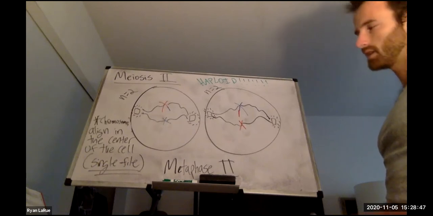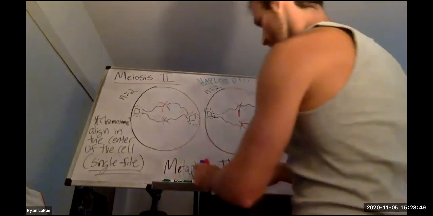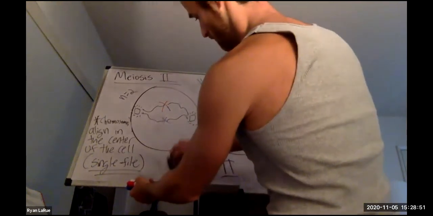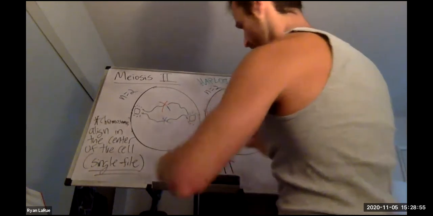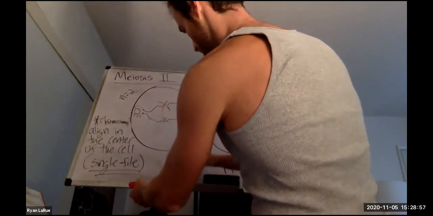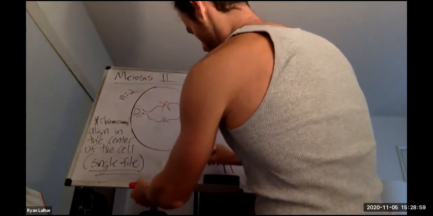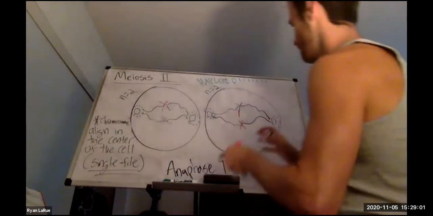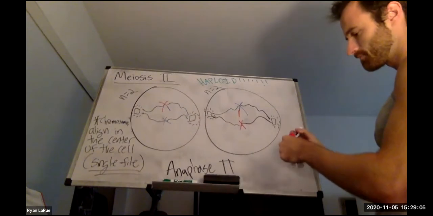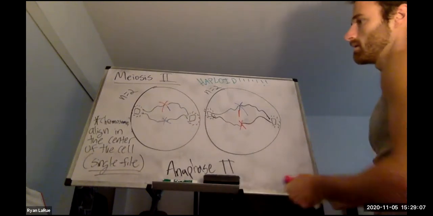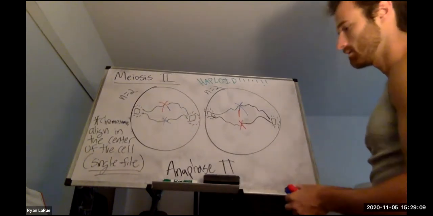Onward. Anaphase two. Again, like mitosis, we're going to separate sister chromatids to either end of the cell. So let's draw that.